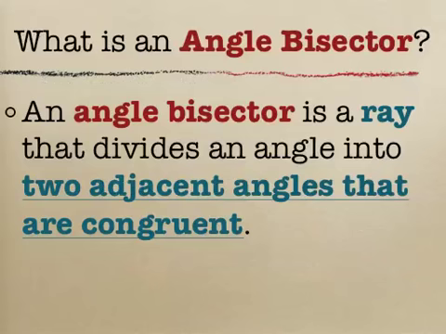What is an angle bisector? An angle bisector is a ray that divides an angle into two adjacent angles that are congruent. So a bisector is something that bisects either an angle or a segment, and it's going to create two equal angles or segments.